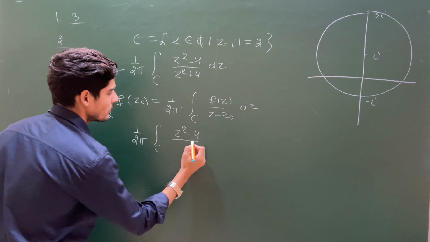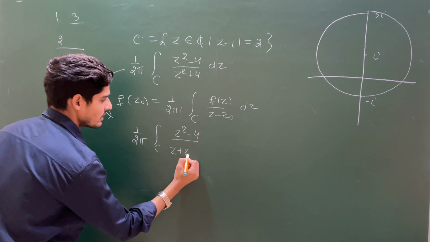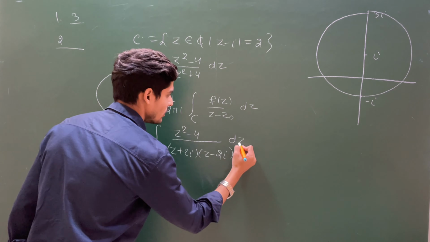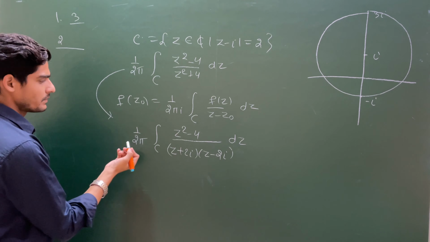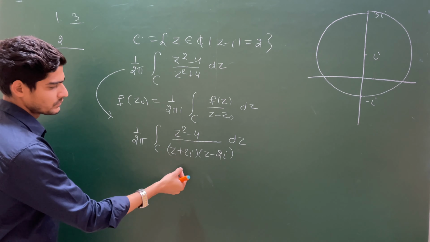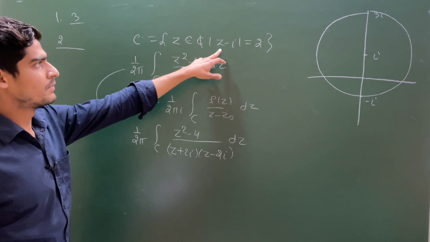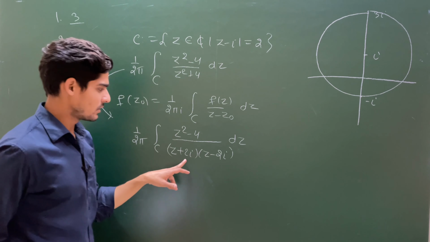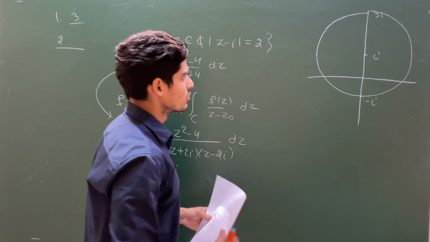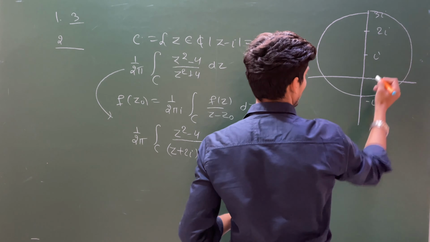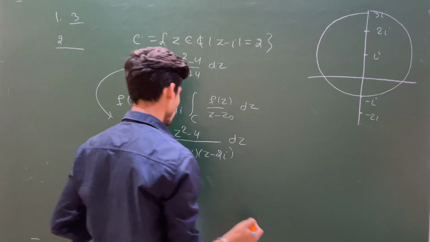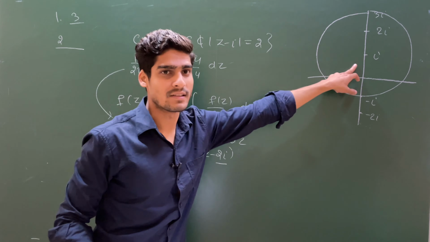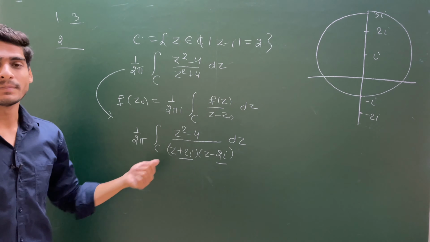So if you use this scenario, you can write 1/2 pi i times the integral of (z square minus 4) upon (z plus 2i)(z minus 2i) dz. You can easily see on this contour, this z plus 2 iota and this z minus 2 iota: 2 iota will be somewhere here and minus 2 iota will be somewhere here. So this is not the problem. This 2i is creating a problem. So this is inside C, and you have to use the formula at point 2i.